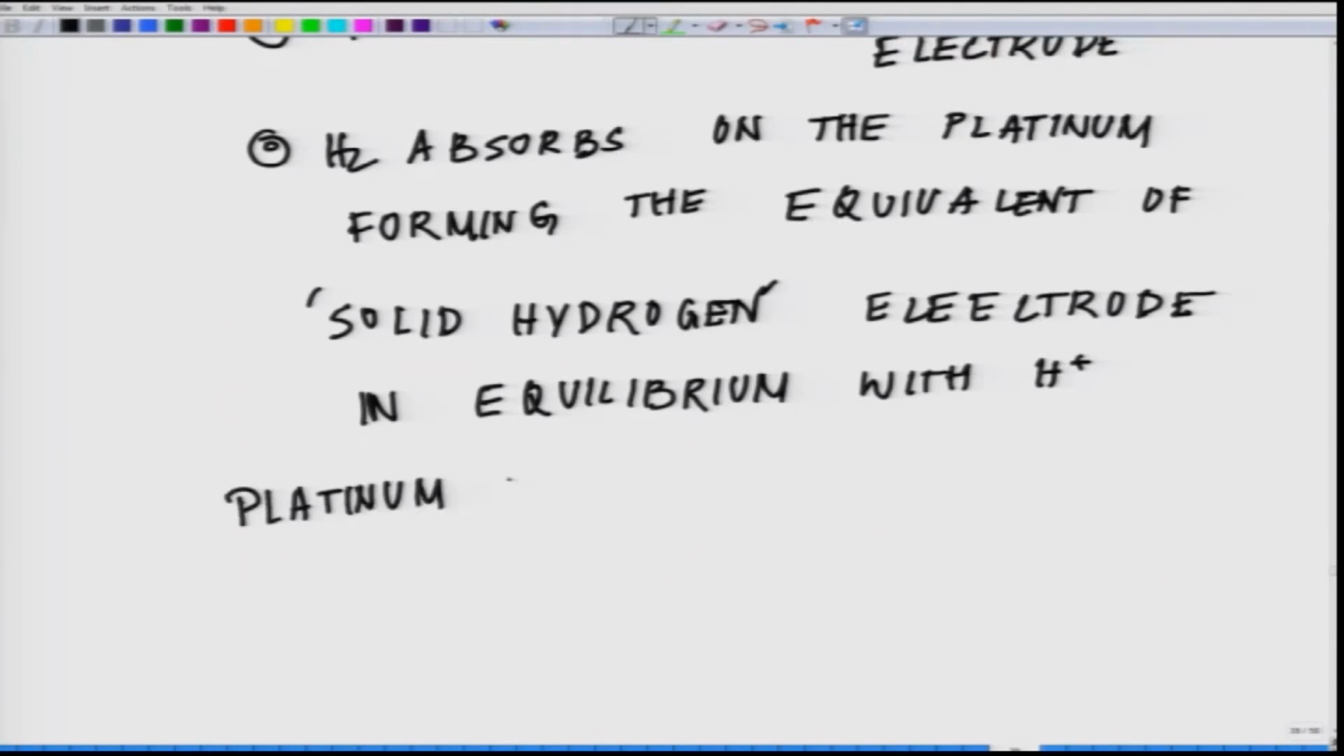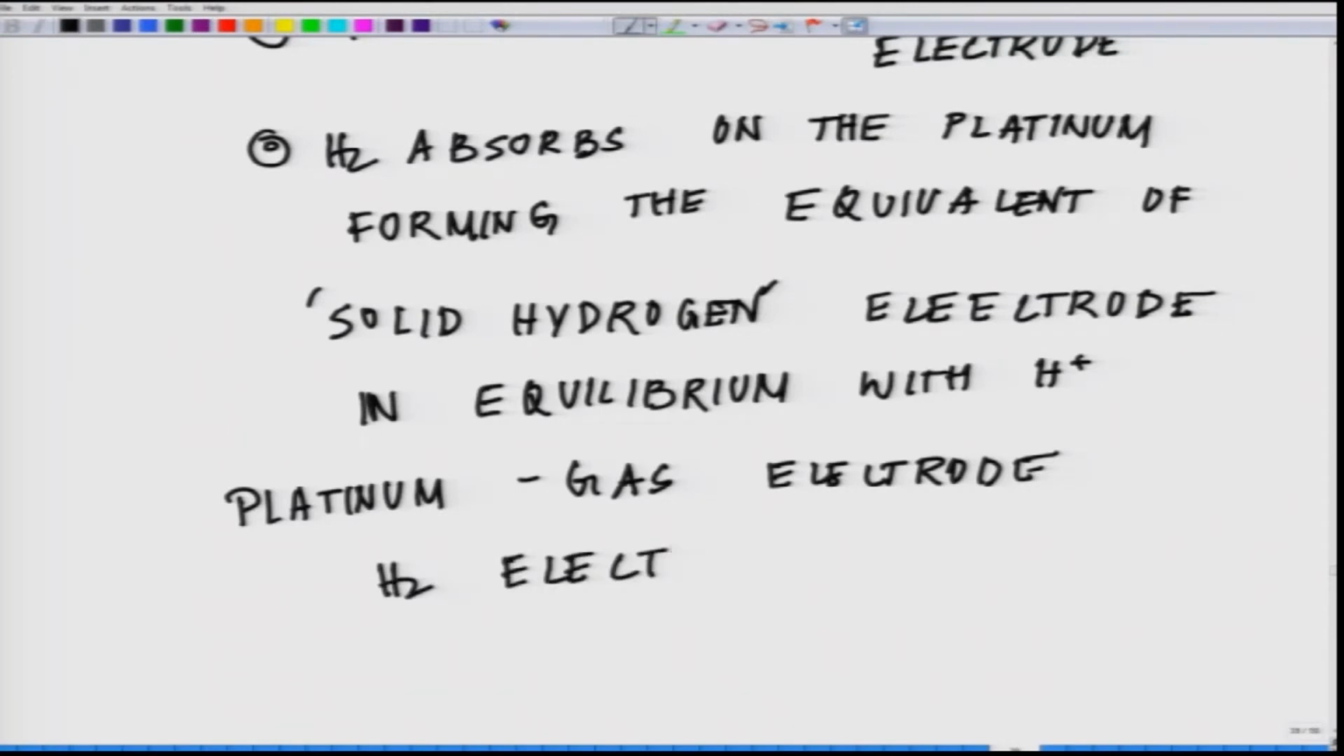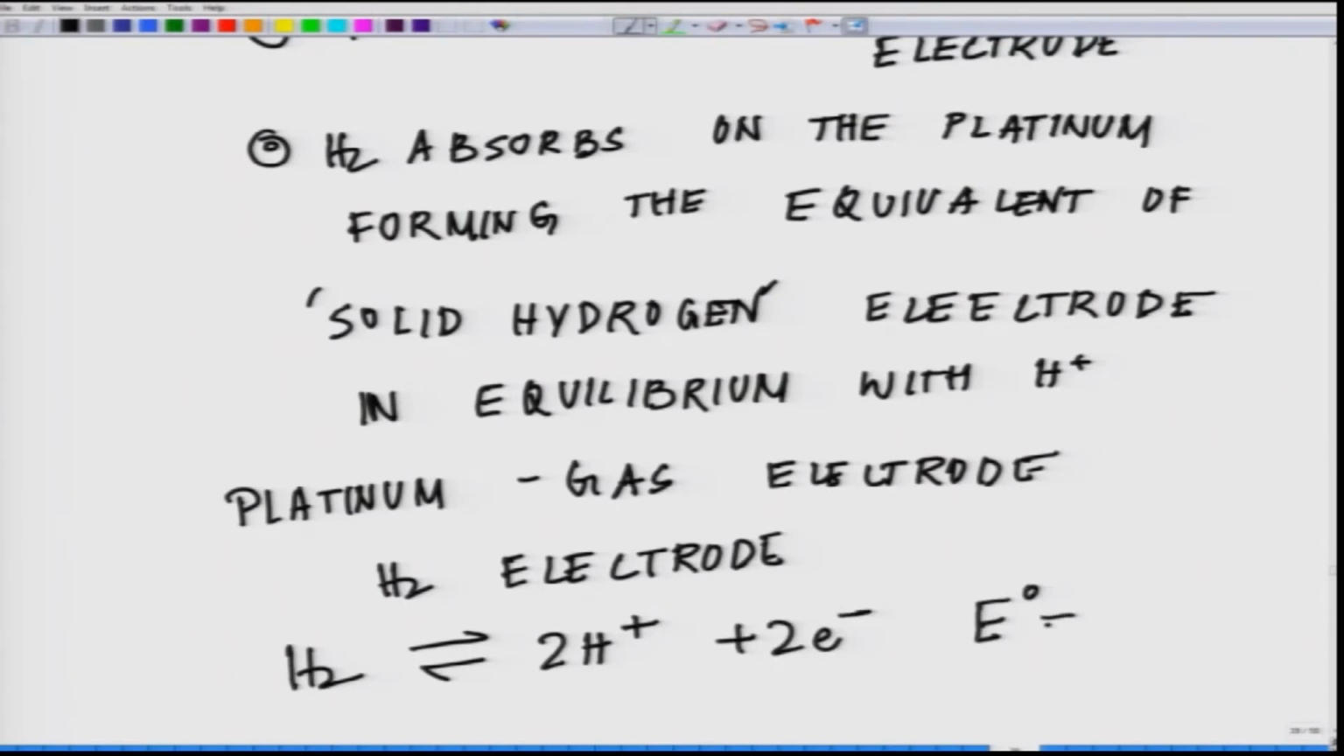So, in other words, at the platinum gas electrode, which is the hydrogen electrode, essentially the reaction, what is happening is something like this, 2H plus 2 electron, and this is given an E naught value of 0.00 volt.